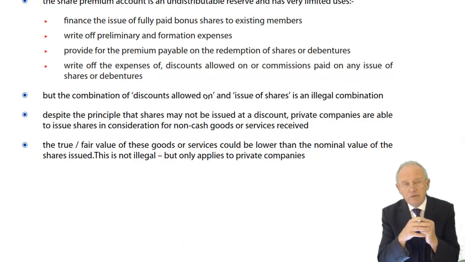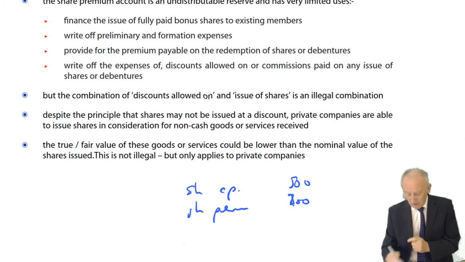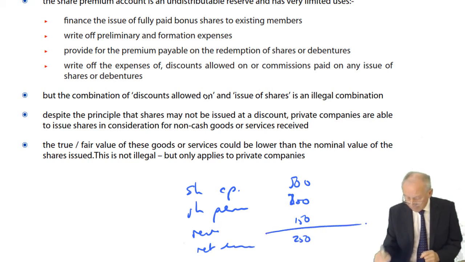To finance the issue of fully paid bonus shares to existing members. Remember, we had share capital of 500, and we had share premium, what was it, 300, wasn't it? No, share premium of 200. And we had other revaluation of 150 and retained earnings of 250. Well, that's the buffer fund.